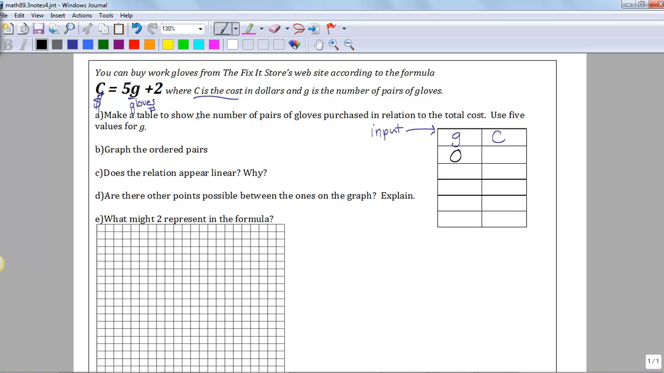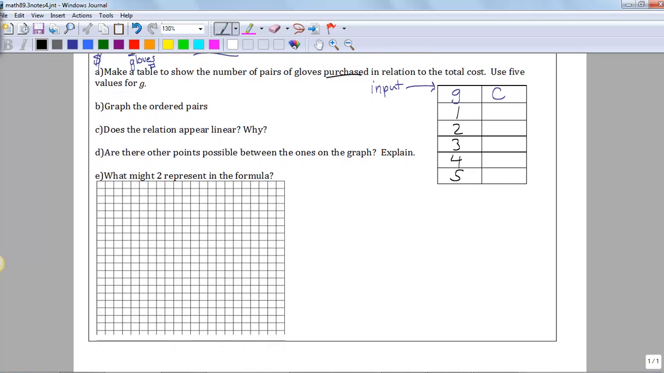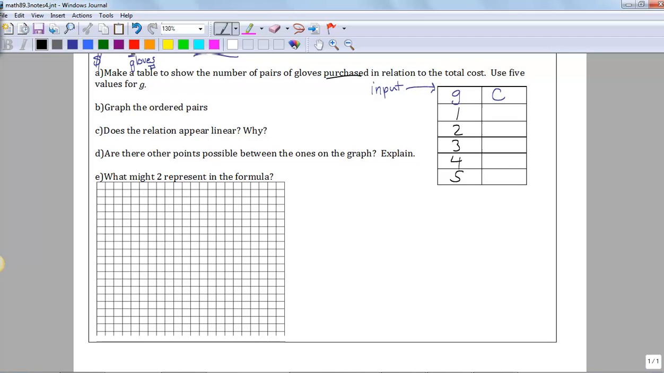But this says, make a table of values to show the number of gloves purchased. You probably wouldn't purchase 0. I'm saying we start with 1 pair. And you wouldn't buy one glove, so it's not going to have 1.5. So let's say 2, 3, 4, and 5. Looks good.